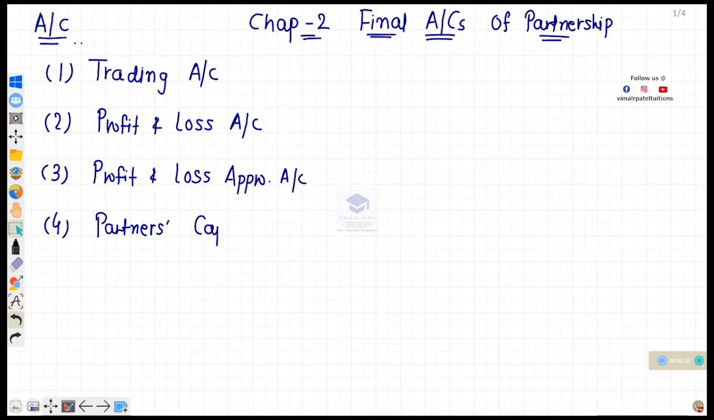Partners' capital or current account and balance sheet.